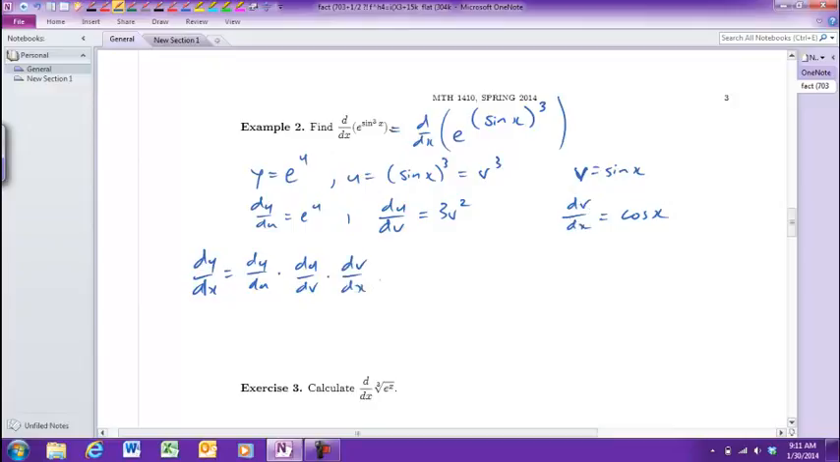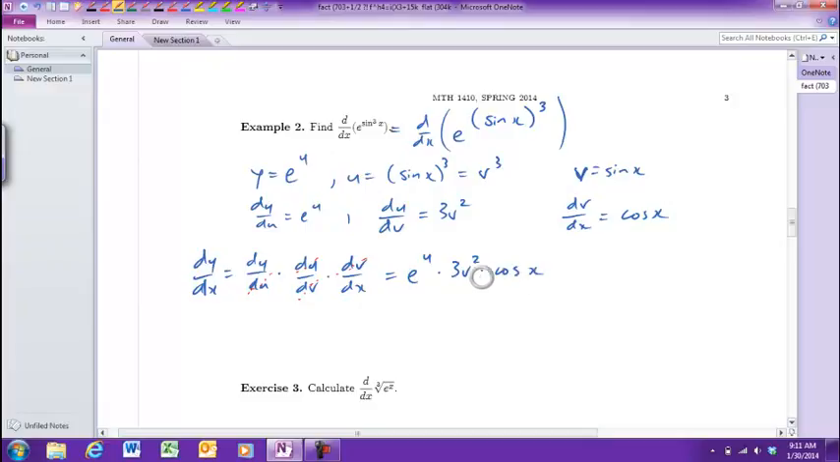And notice, I didn't mention this before, but you can think of this as almost like this du cancels with that du, and that dv cancels with that dv, so you're just left with dy over dx. That's why the Leibniz notation is nice, because it sort of makes sense. In any case, I can now plug these in. That's e to the u times 3v squared times cosine x.